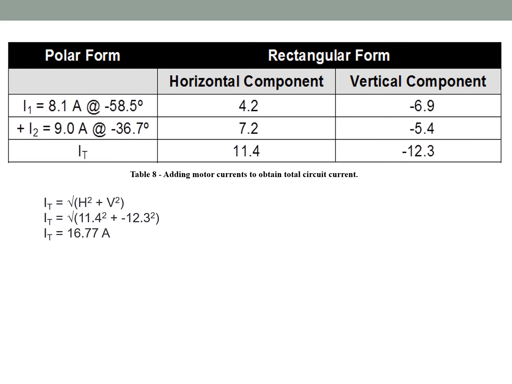We can see here why the angle matters. If I had just added the ampacities together, it would have been 17.1, whereas I am significantly lower than that compared to what my true ampacity is going to be.